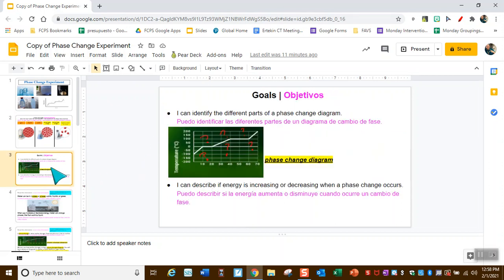Okay, let's read our goals for this lab, los objetivos para el experimento. I can identify the different parts of a phase change diagram. So you are going to learn how to read this diagram. It's called a phase change diagram. Your second goal is, I can describe if energy is increasing or decreasing when a phase change occurs.